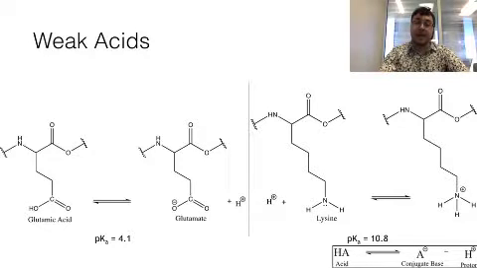Lysine's R group has a pKa of 10.8. Its conjugate base is on the left side of this equilibrium, and the acid is on the right.